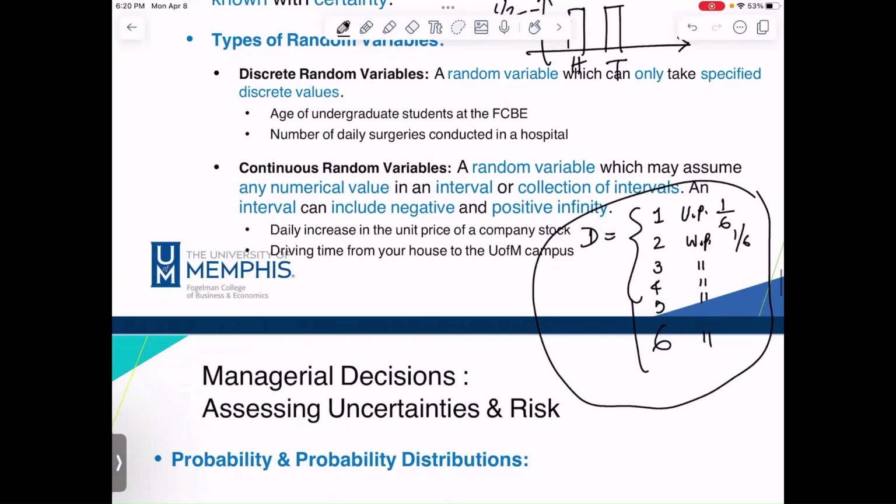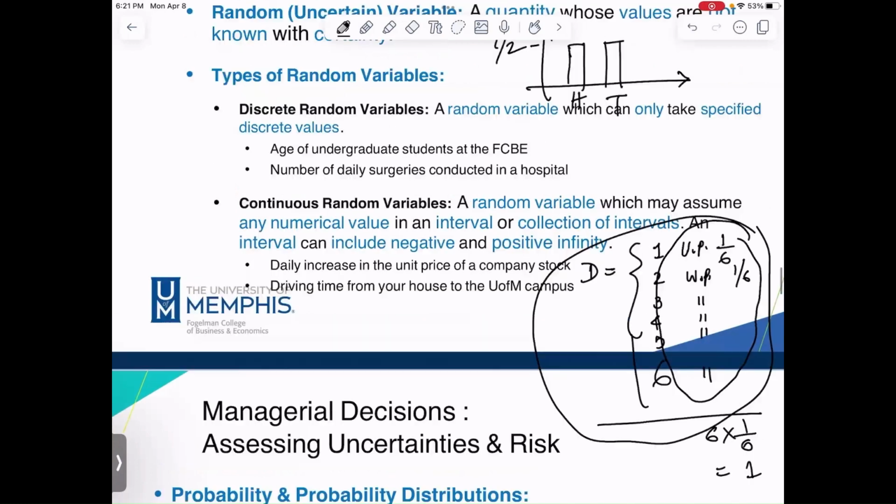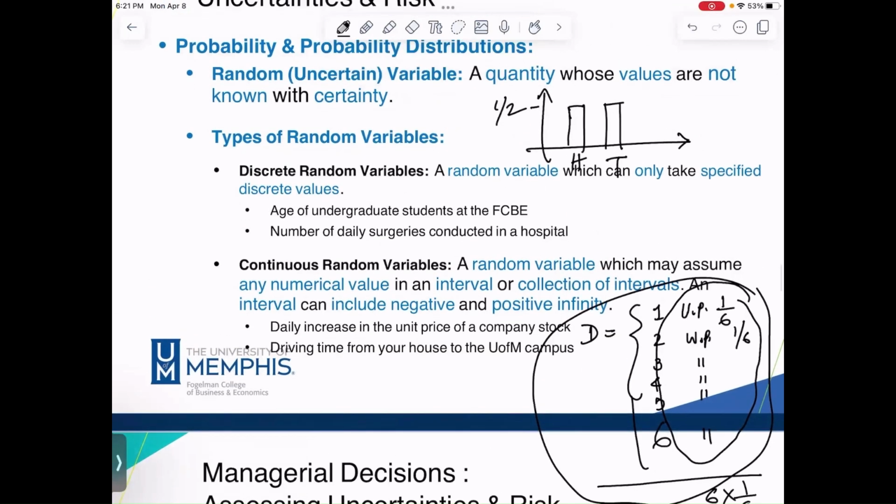Now, this is a distribution only if you sum up all of your probabilities, and they should always sum up to be 1. Okay, so in this case, we have 6 probabilities of 1/6. If you sum them up, there will be 6 multiplied by 1/6, which would be 1. So if your probability sum equals 1, that means you have captured all possible outcomes that can happen, right? So this is the probability distribution.